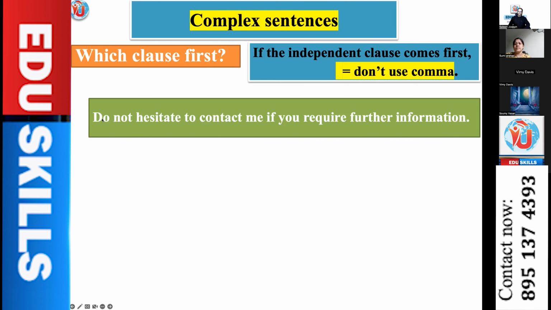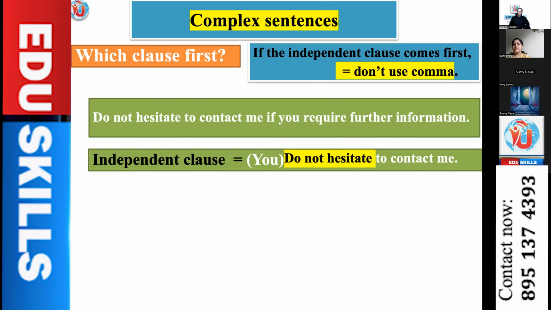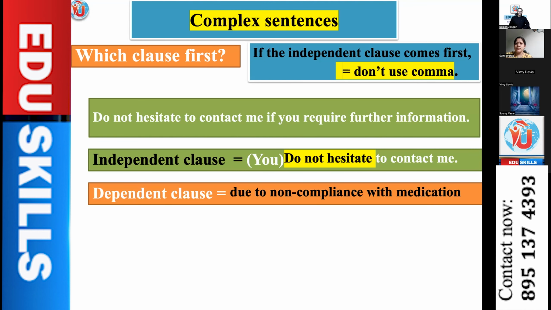Earlier, we started with an if clause. Now we have, "Do not hesitate to contact me if you require further information." So no comma here, because "do not hesitate to contact me" in itself is a sentence. The subject, I said, is understood: you do not hesitate to contact me. So no comma there. It is an independent clause. "You" is understood there. You don't write it.